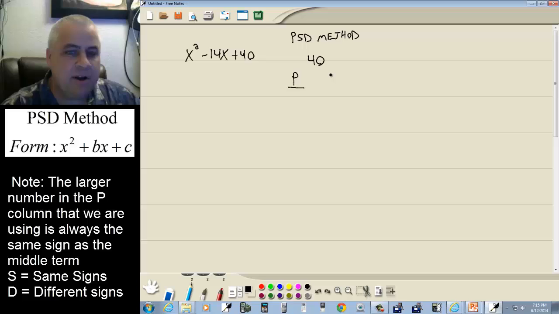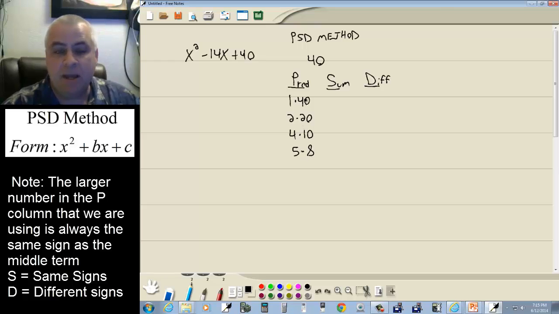And we're going to come up with three columns: a P column, an S column, and a D column. The P stands for product, the S stands for sum, and the D stands for difference. In the product column, we're going to write down all products that give us 40. We got 1 times 40, 2 times 20, 4 times 10, and 5 times 8.